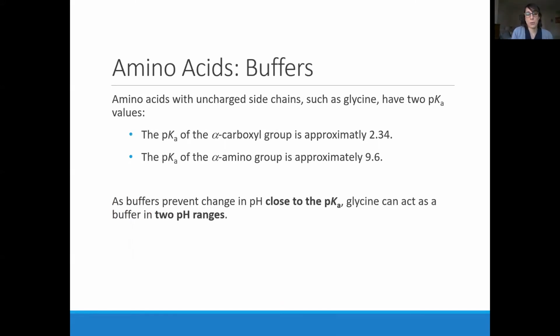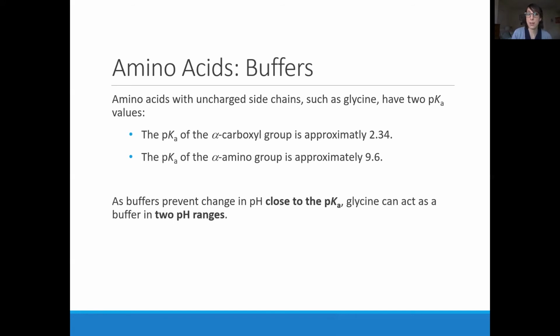So based on what I've just told you, every amino acid has a pKa for its carboxylic acid group and a pKa for its amino group. So it at least has two pKa's. Every amino acid has at least two pKa's. And every amino acid, thus, can act as a buffer. Remember that buffers prevent change in a pH close to its pKa. So each amino acid has two ranges where it can be a buffer.